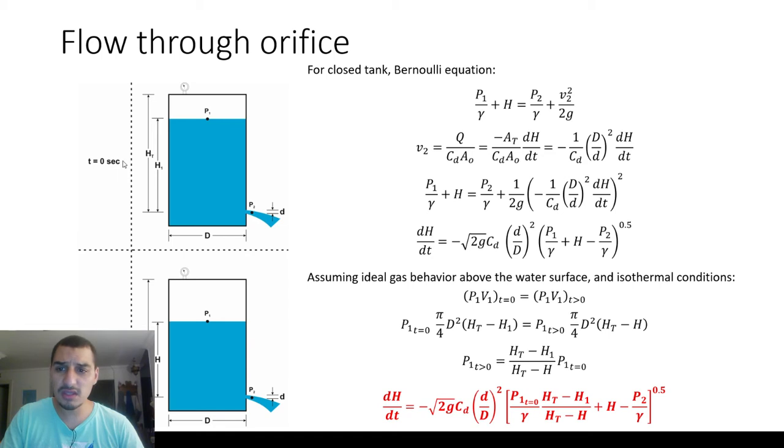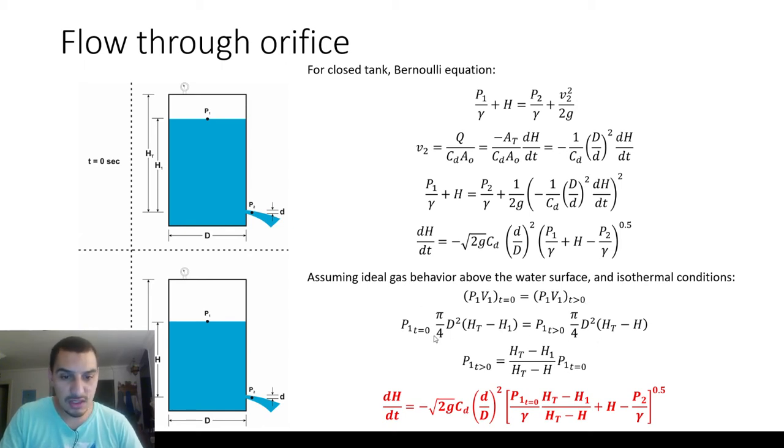And I'm assuming that I know this information, HT and H1, and I know the diameter, so I know exactly the volume in the very beginning, and I know the pressure in the very beginning because these are the initial conditions that I'm going to start with. So from any height I can know what the volume is. So I can say that V1 equals P1 at t equals 0 multiplied by V1 at t equals 0 divided by P1 at any time.